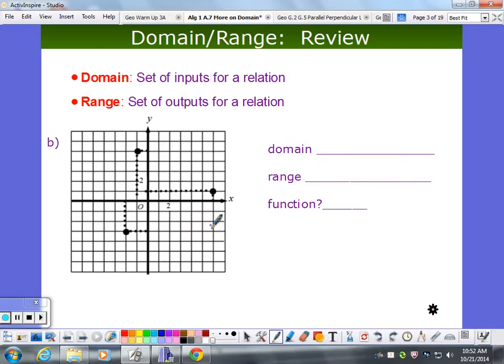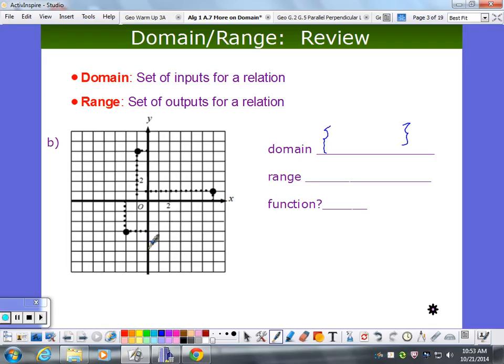All right, here's another one. This is example B. Domain, set of inputs, range, set of outputs. Now looking at this thing, ignore these little dashed lines here. They're just to help you kind of see what the points are. What's the domain of this particular relation here?